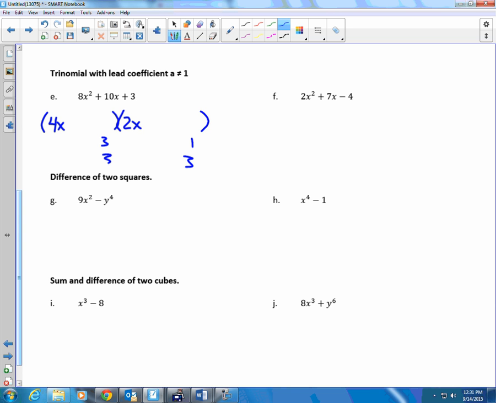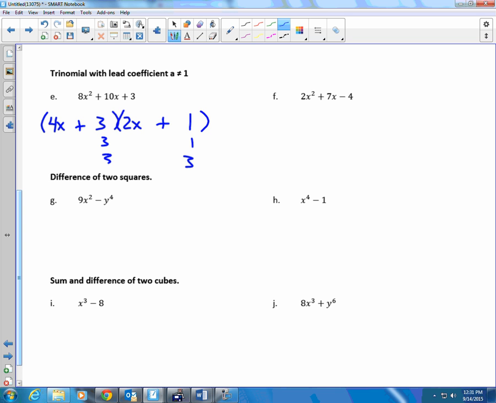And it doesn't add up to the middle. You check the inside and outside and you get the middle. So let's see, 4 times 3 would give me 12. That's too much. So let's do a 1 there and a 3 there. So I get 6x and 4x. Hey, 10x. Right? Okay.